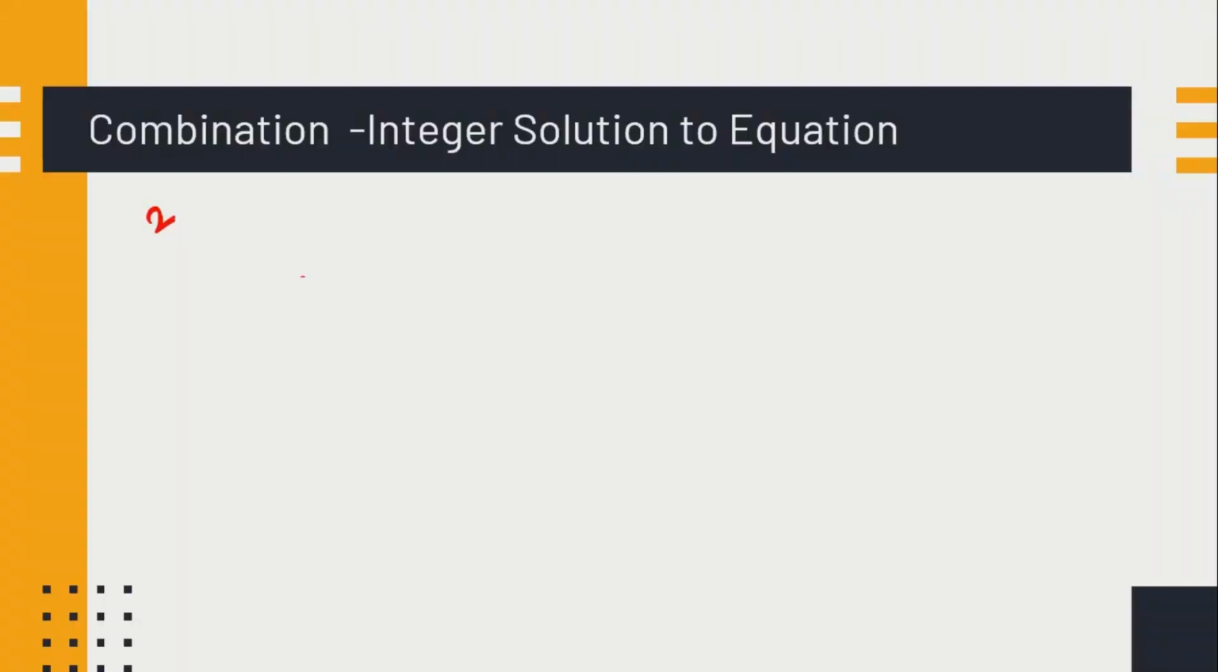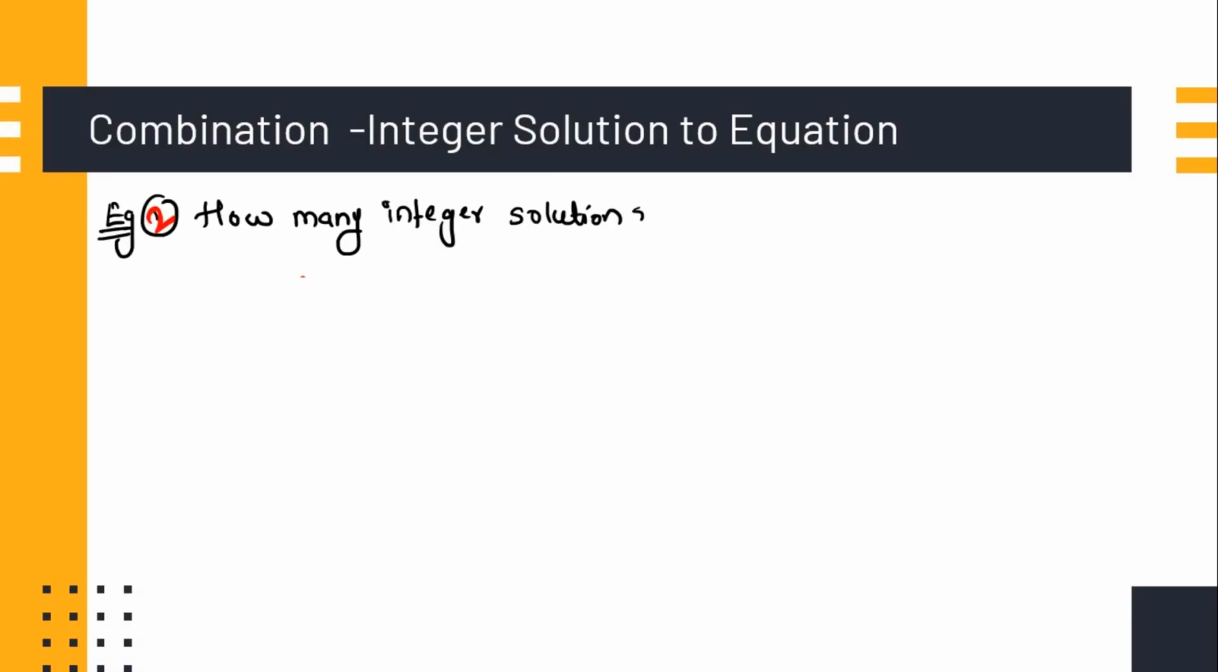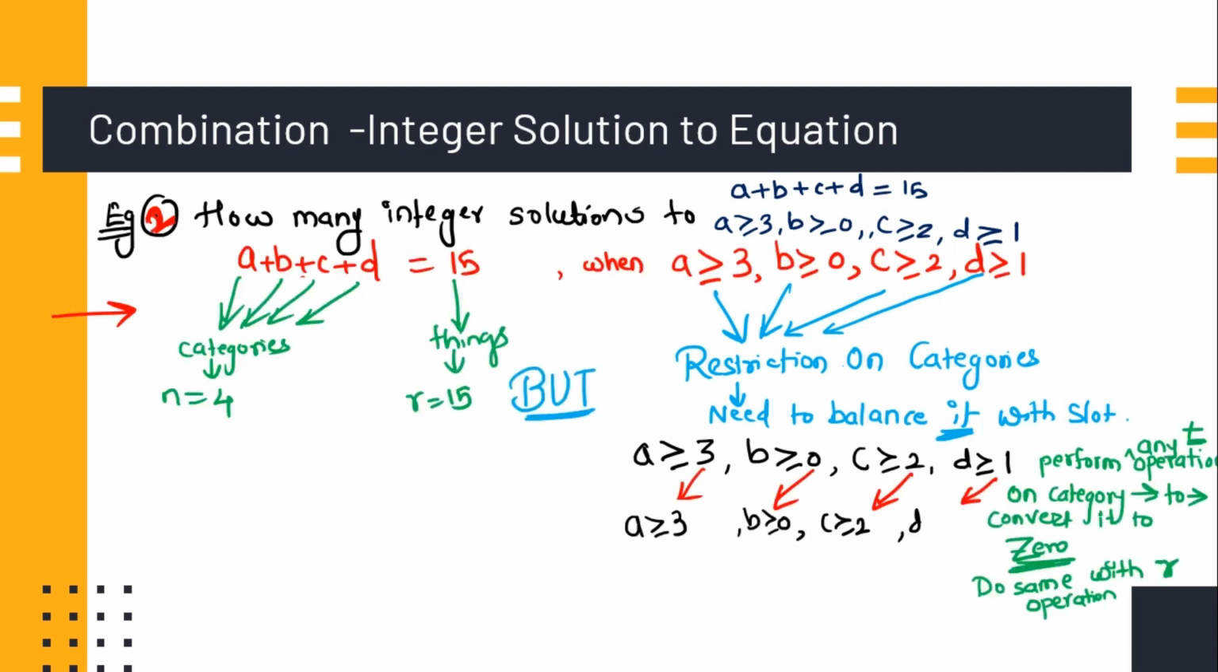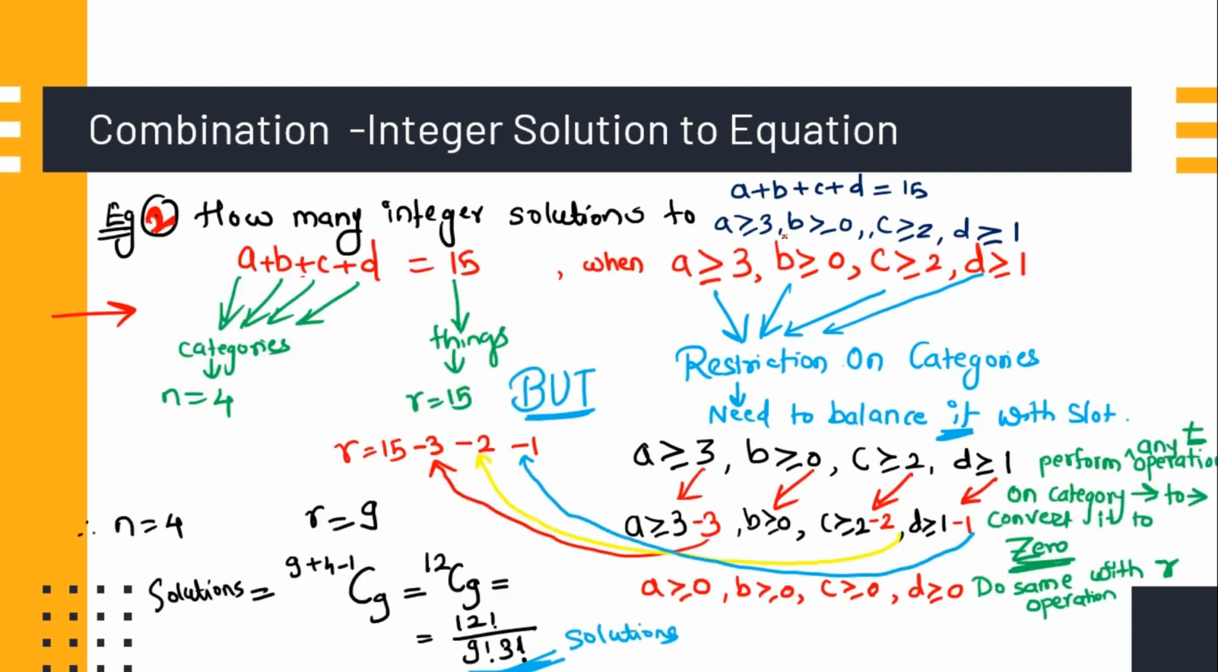Now suppose we have some limitation on our equation, where instead of starting from 0, the values start from other constants. For example, I have the equation a plus b plus c plus d equal to 15, but a is greater than or equal to 3, b is greater than or equal to 0, c is greater than or equal to 2, and d is greater than or equal to 1.